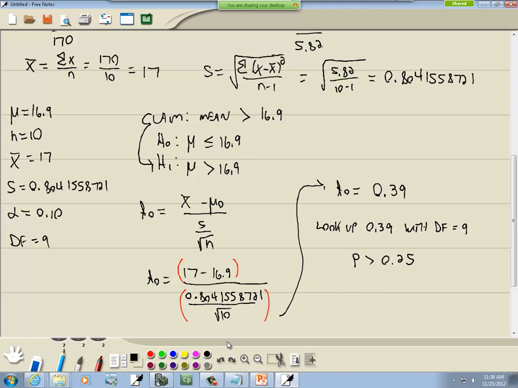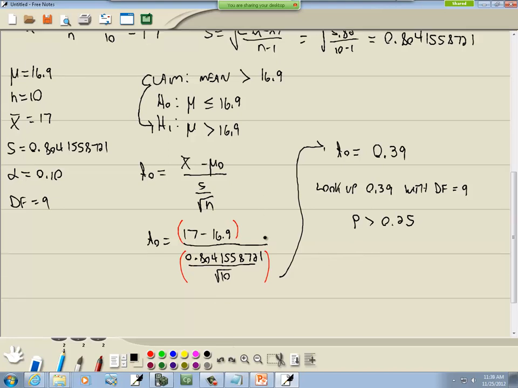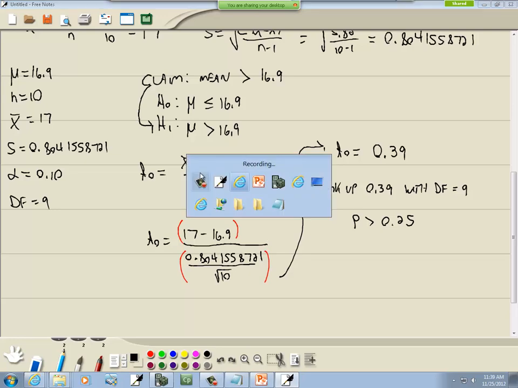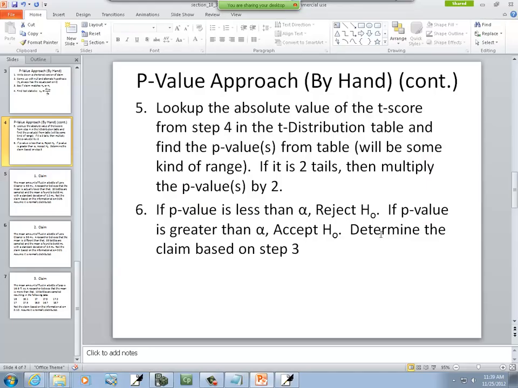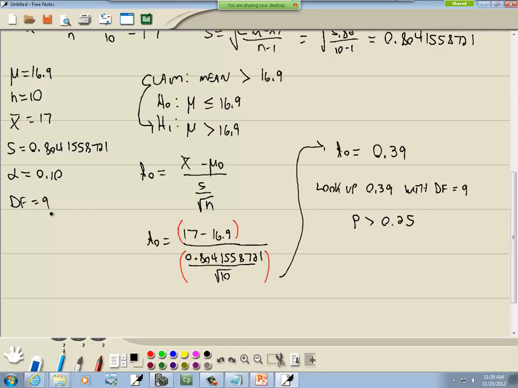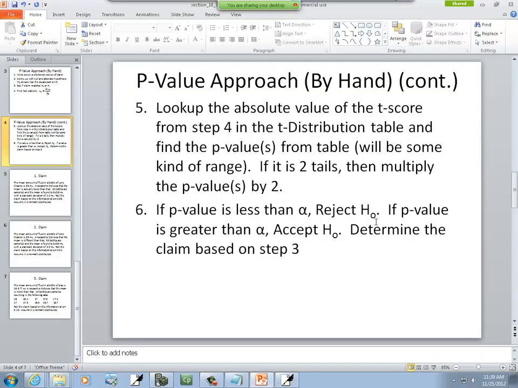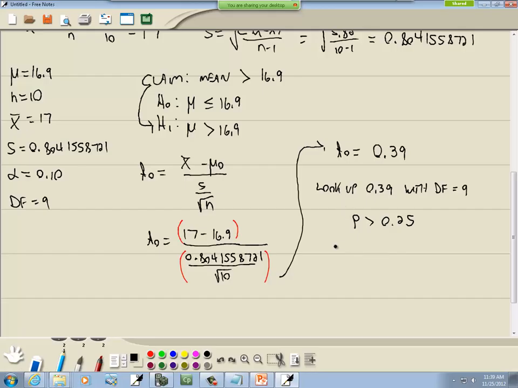Now that's all we can say. That's not very precise, is it? It's greater than 0.25. Well, what's that? 0.9? Is that 1? 0.3? 0.26? But it's as good as it gets. So if the p-value is less than alpha, well, the p-value is greater than 0.25, and alpha is 10%. So it's not less than. The p-value is greater than alpha. It says you accept H naught. So our conclusion: we accept H naught, which means we'll reject H1. And since our claim matches H1, that means we'll reject our claim.